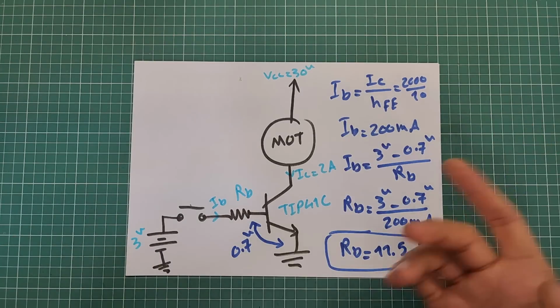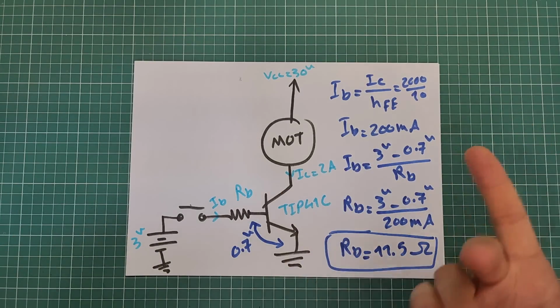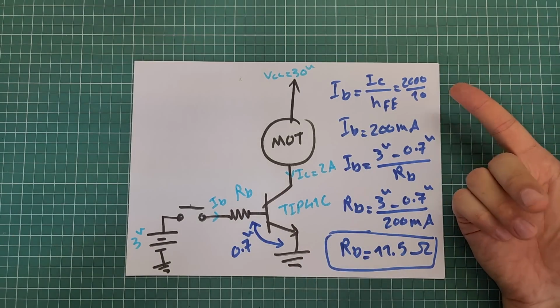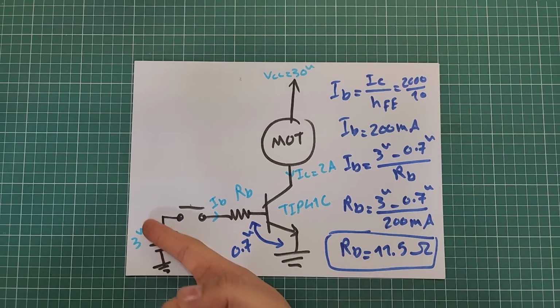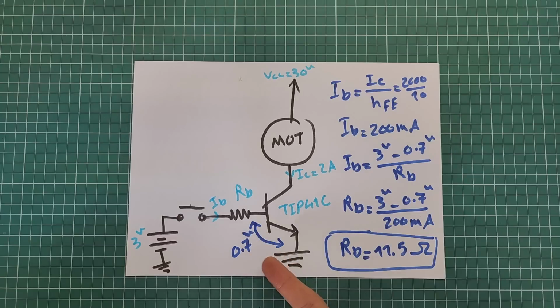In this example, the IC is 2 amperes. So by using the HFE formula, IB has to be 200 milliamps. Since VI is 3 volts and VBE is 0.7 volts, the RB has to be 11.5 ohms.